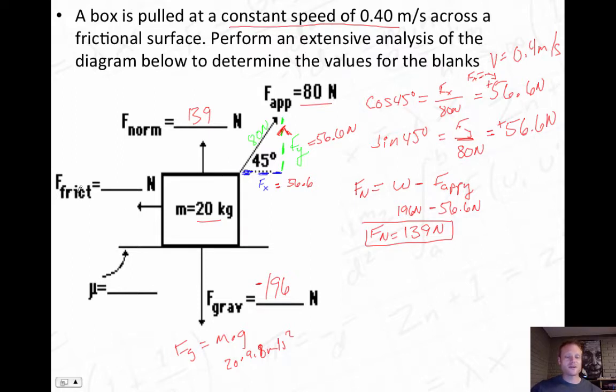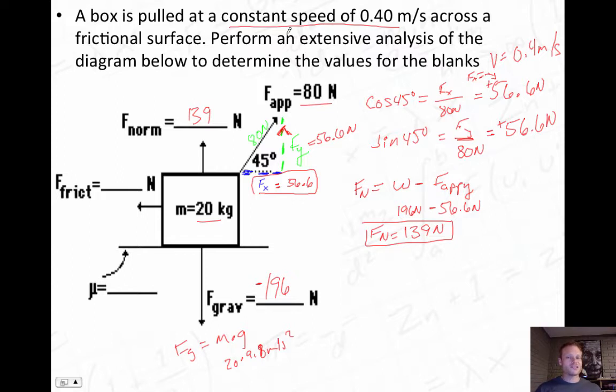The next thing I want to think about is how can I find out the frictional force? Well, the frictional force is going to be slowing the motion of this box down, right? It opposes motion. That's what friction does. The only force in the x direction is this applied force, F sub x equals 56.6 newtons. Okay, so what must the frictional force be to allow this box to move at a constant speed of 0.4 meters per second? Now remember, a force causes an acceleration, okay?